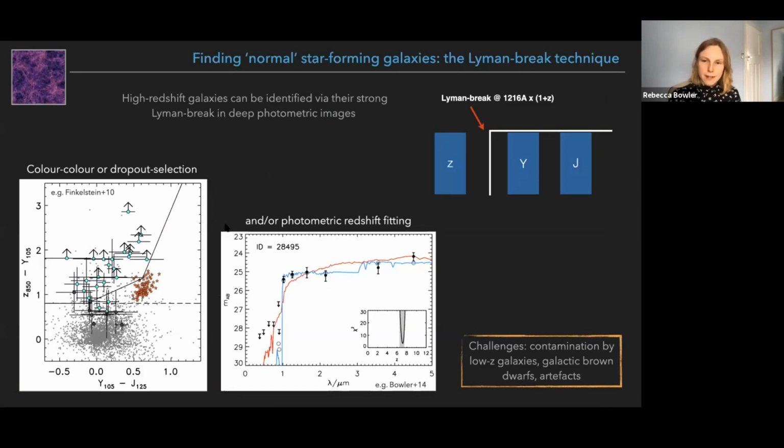So fundamentally then, the technique of finding these high redshift galaxies is quite simple. What we're doing is using these broadband photometric filters and images and looking for things that have a spectrum that's basically like a step here.